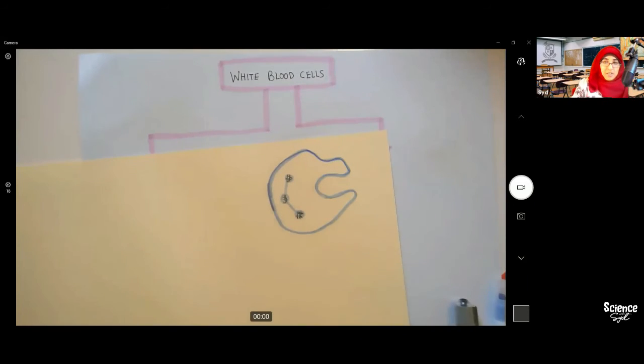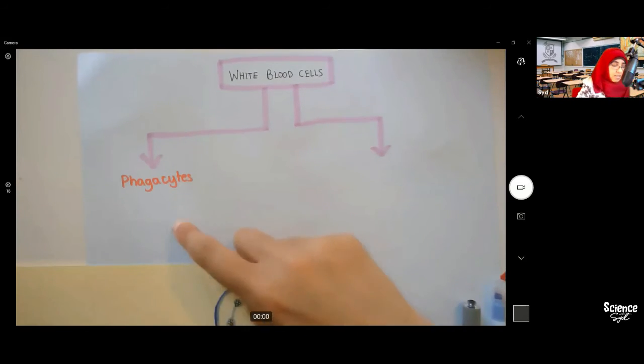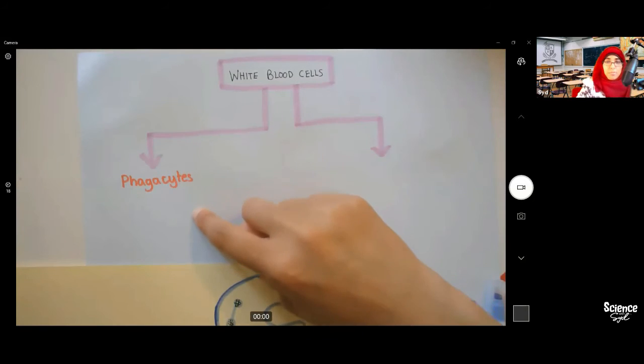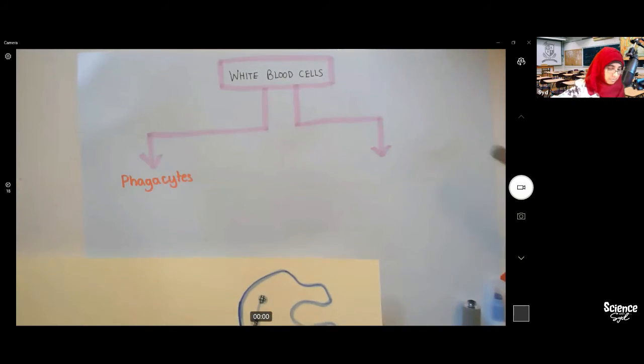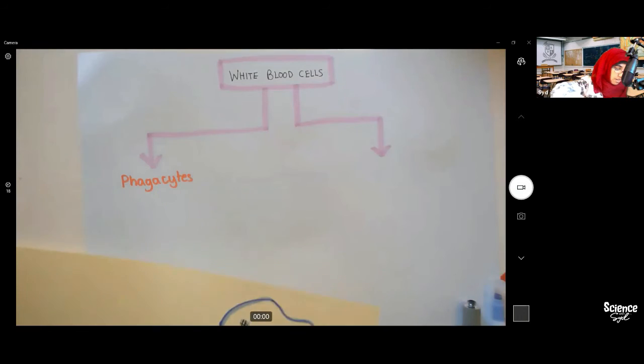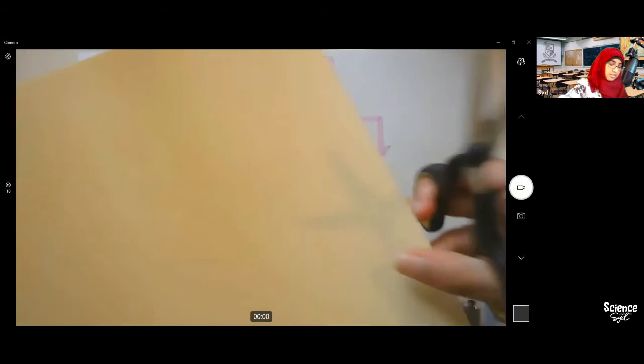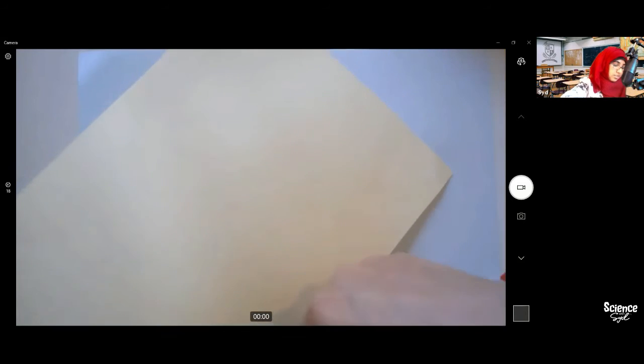And I'm going to cut this out. And when I cut it out and stick it here, I'm going to draw little microorganisms or pathogens that it's swallowing, gobbling up. So let me grab my piece of paper and scissors, and I'm going to cut this bit out. And we're going to have a look at this.